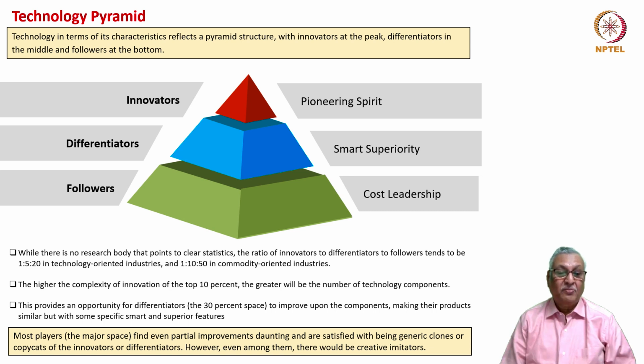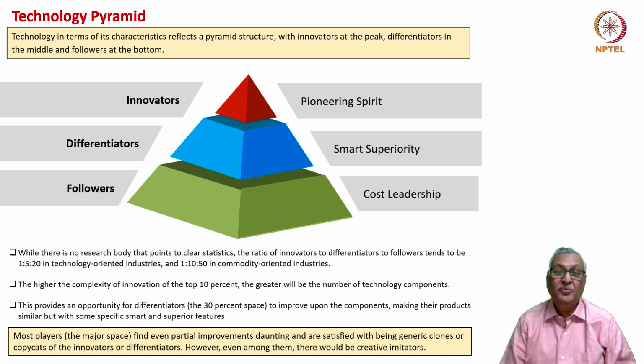There is no research body that points to clear statistics of the ratio of innovators to differentiators to followers in any industry. In technology-oriented industries, it tends to be 1:5:20. And in commodity-oriented industries, it could be 1:10:50. The higher the complexity of the innovation of the top 10%, the greater will be the number of technology components. This provides an opportunity for differentiators, that is those who occupy the 30% space, to improve upon the components, making their product similar but with some specific smart and superior features.